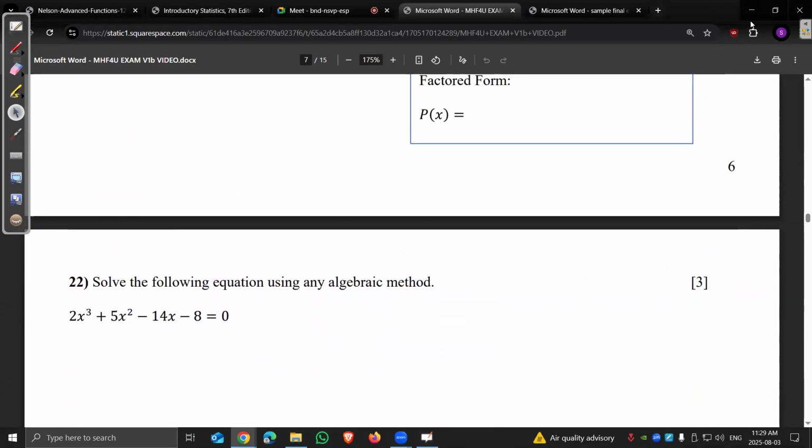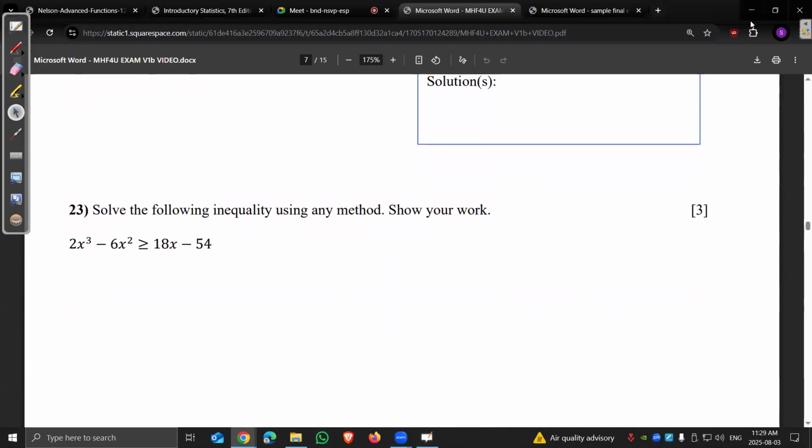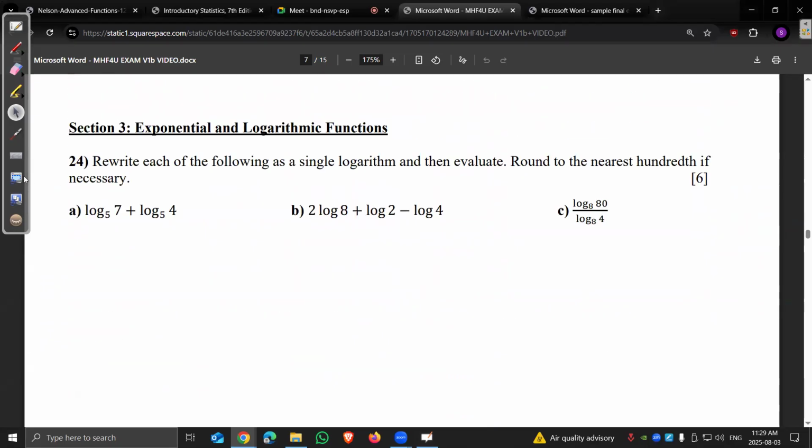This is the same question. I'm not going to waste time on it. Have you done inequalities? I wonder why not. Okay, we're going to skip that.